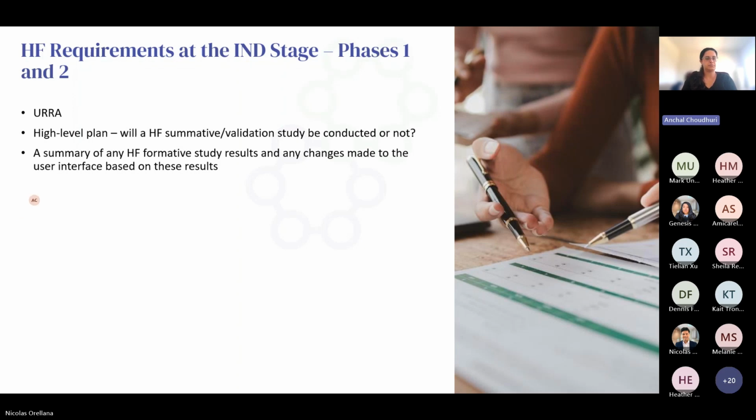At this stage, if you have done any formative human factors tests, a summary of those is nice to include. It's not a requirement, but it's nice to include. It's also nice to share any changes that have been made to the user interface based on these results, so that the agency can see that you are taking human factors into account and have made changes to your product to address things that you've already noticed.